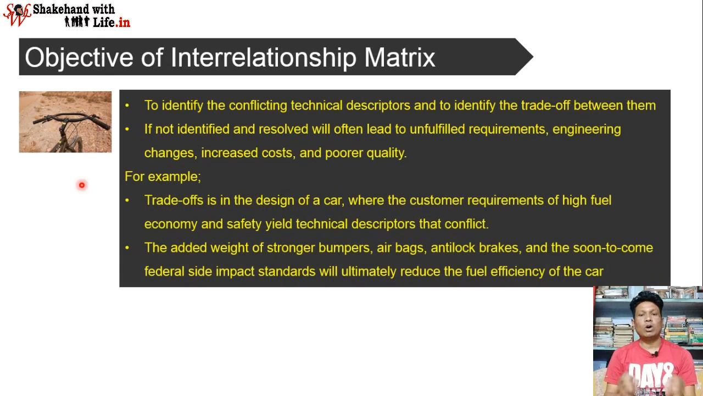Okay, now what is the objective of this interrelationship matrix on the top of the house? To identify the conflicting technical descriptors and to identify the trade-off between them. There are a number of technical descriptors which conflict with each other, and we have to balance them. If not identified and resolved, they will often lead to unfulfilled requirements, engineering changes, increased costs, and poorer quality.